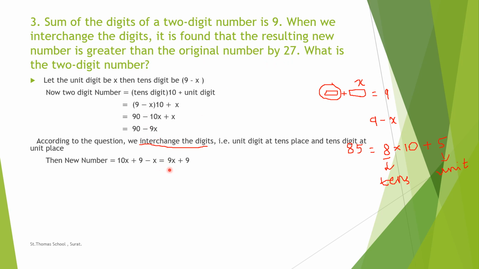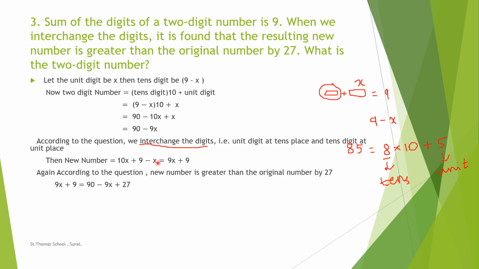This new number is greater than the original number. This is the original one. This is the new number. This is after we interchange the digit, we got this number. This is the original one. So this new number is 27 greater than the original one. So that is, according to the question, the new number is greater than the original number by 27. That is 9x plus 9 is equal to 90 minus 9x plus 27.